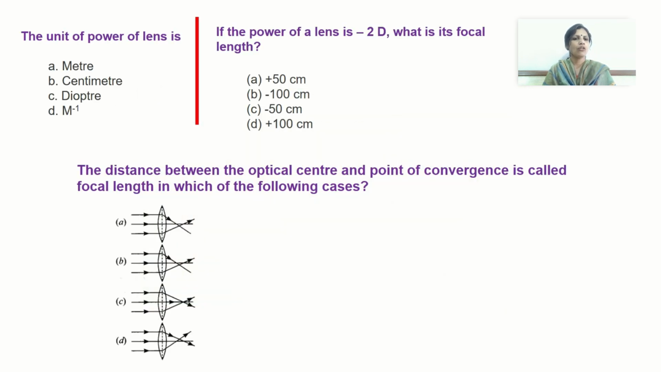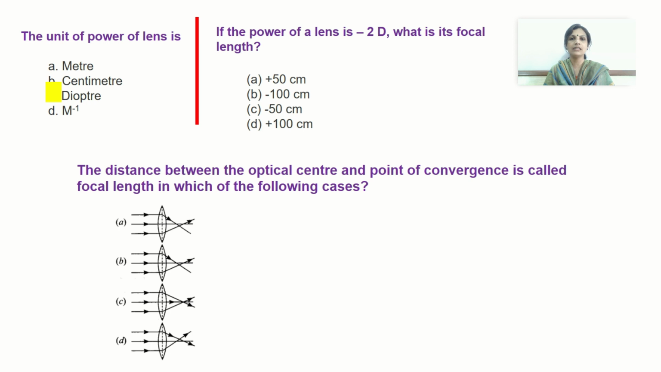The unit of power of lens is, so you're given options there. Unit of power of lens is diopter, so that is the correct option. Based on this is your second question. If the power of lens is -2 diopter, what is its focal length? Here the concept of diopter should be clear.